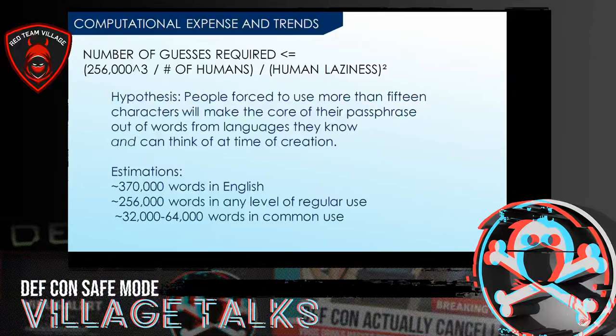I'd like to throw in an alternative equation that is still very conservative for how many guesses it takes to crack a three-word passphrase: all of the words that aren't obsolete to the third power, divided by the number of people in the organization or number of hashes an attacker has to crack, all of which is divided by the factor of human laziness squared. How do you quantify human laziness, you might ask? Don't ask me, but trust me, the value of that variable always seems to be greater than 1.